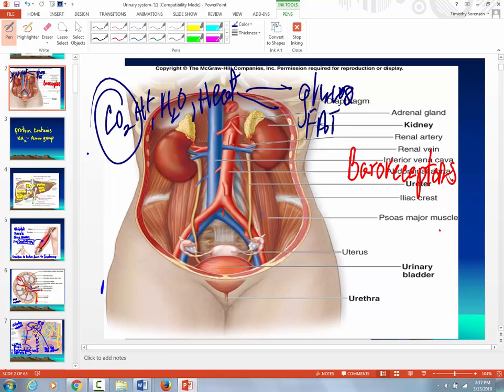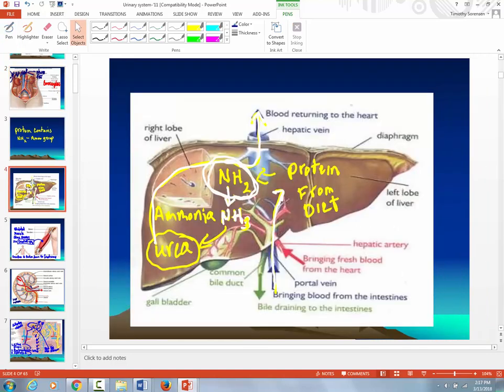Now, for amino acids, it's different. Where do amino acids go? They go to the liver. And we don't store a lot of amino acids. That's why you have to have a certain amount of protein in your diet every day.